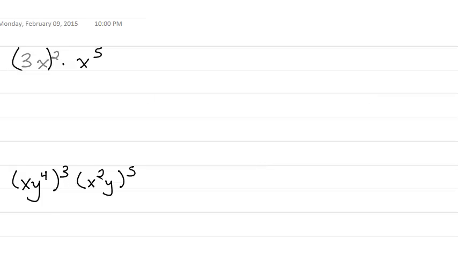Okay, here's some problems from the homework. I'm going to show it with all the steps so you can see them. I don't have the problem numbers written out, but you can look and figure them out. So here we have a multiplication problem.